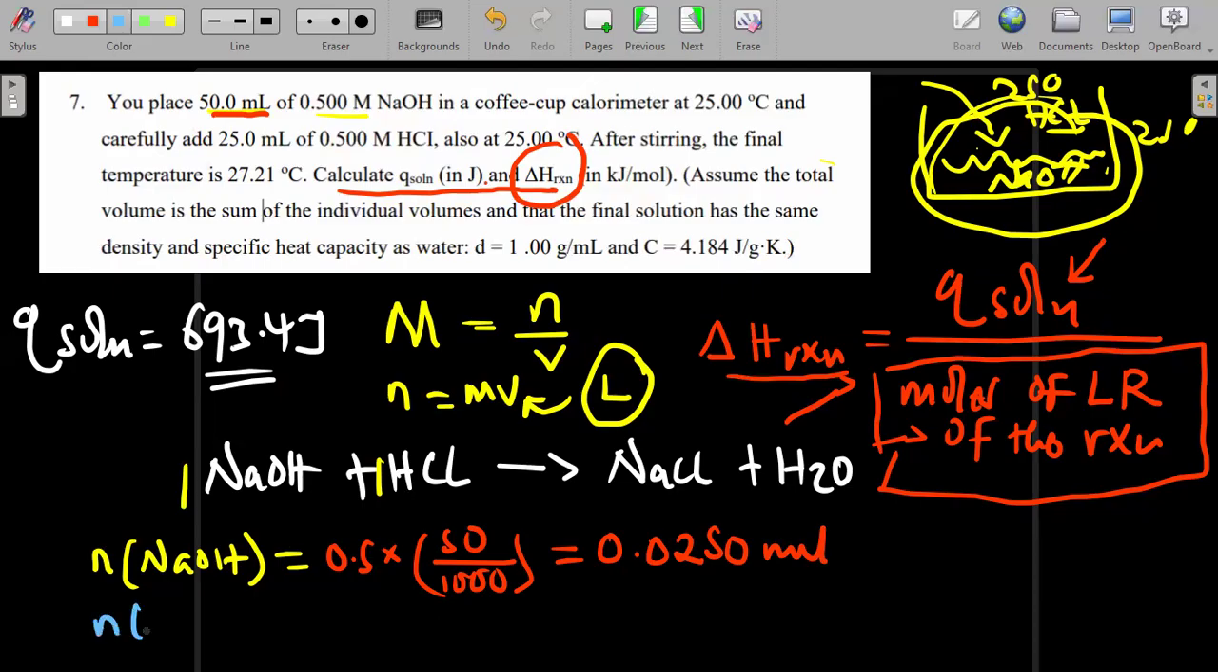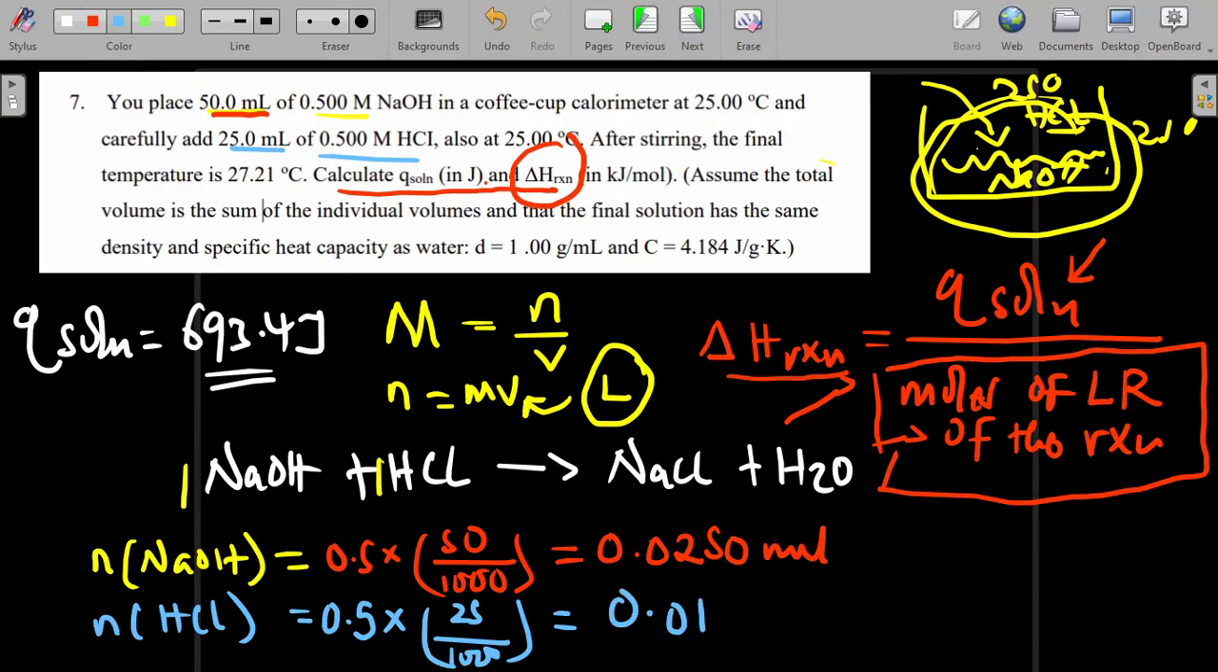Okay, so what about the moles of hydrochloric acid? Moles of hydrochloric acid will just be equal to, we have 25 milliliters of 0.5 molar. So the molarity is still 0.5 multiplied by 25 divided by 1,000. So this is going to be equal to 0.0125.